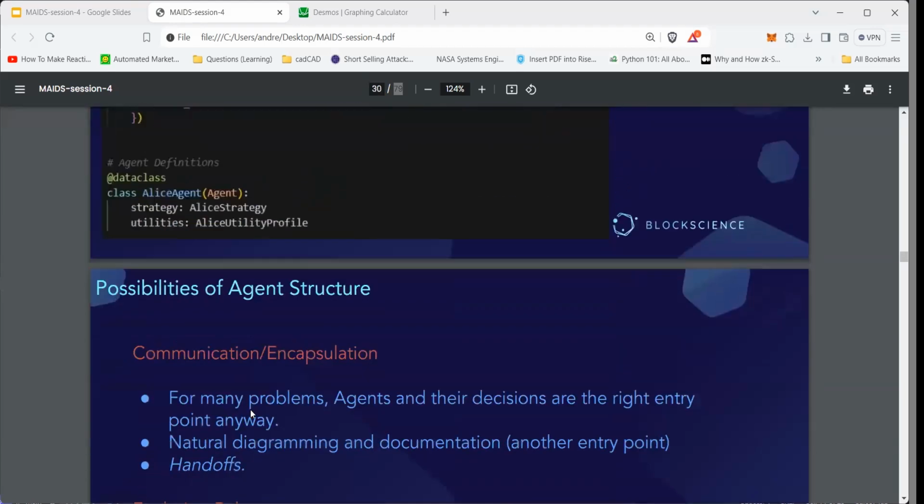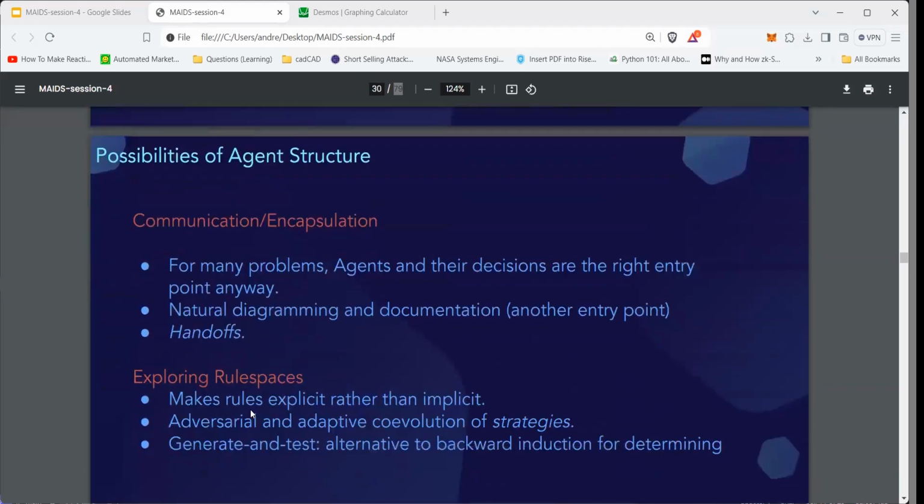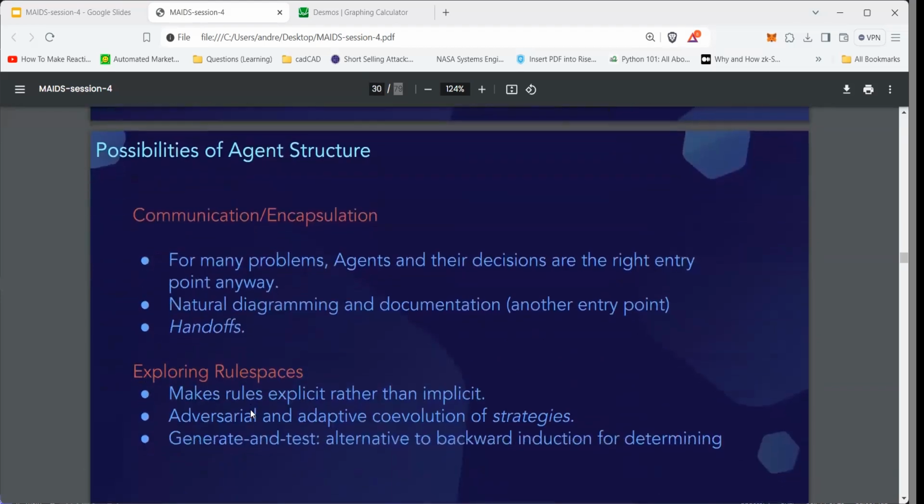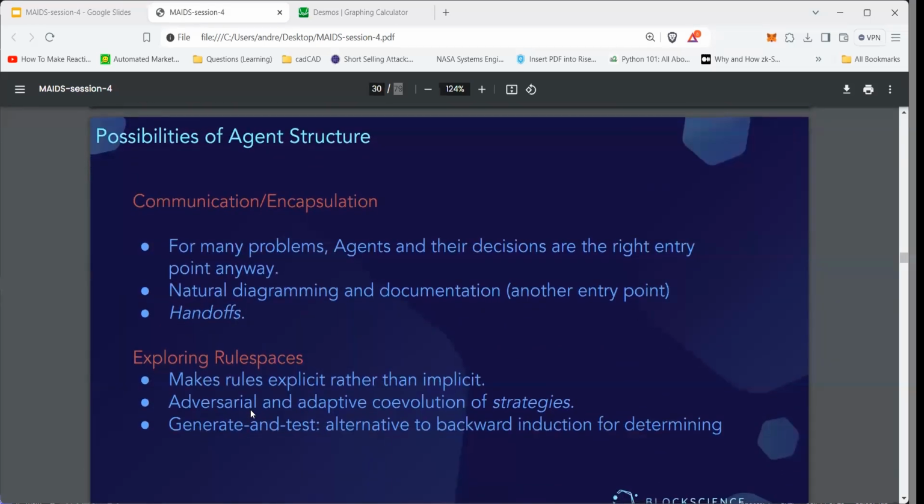And then what does this enable us to do? So there's always a trade-off when we do objects. Some people love object-oriented programming, some people hate it. I personally love it. The one thing I could count on for my students was that they had been through Intro to Computer Science and they could write a class in Python. So that was often my starting point anyway. I'm biased in that direction. But there are lots of problems, if you think about it, where agents and decisions are naturally the right entry point anyway.